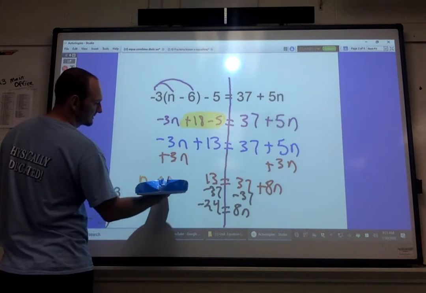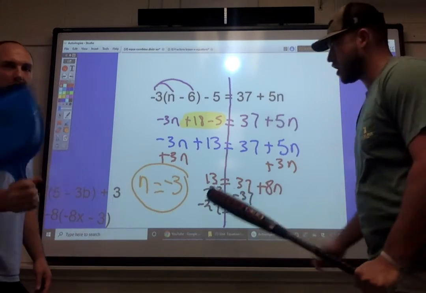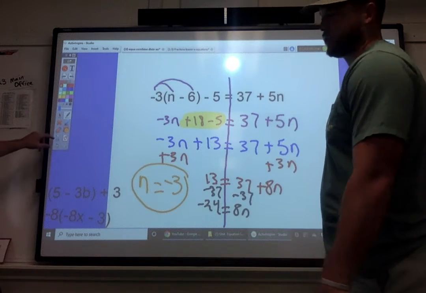n equals -3. Can't forget that negative sign. If you do all this correct and get the wrong sign, it's going to be all wrong. So make sure you're watching for your signs.